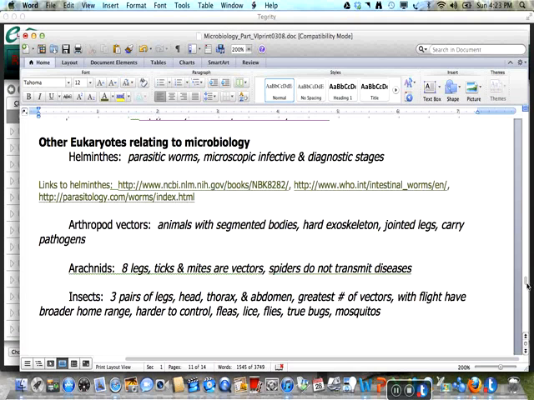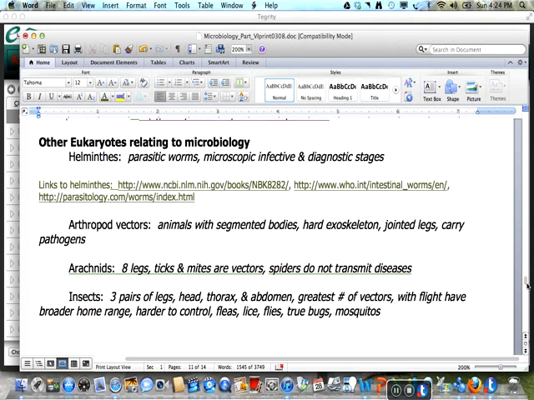There are a few other eukaryotes related to microbiology that are not always microscopic. The helminths are parasitic worms, which are microscopic in the infective and diagnostic stages. The arthropod vectors are animals with segmented bodies, hard exoskeletons, and jointed legs that carry pathogens. Arachnids have 8 legs and include ticks and mites as vectors. Spiders do not transmit diseases. However, if a spider bite itches, you can always give yourself a secondary infection.